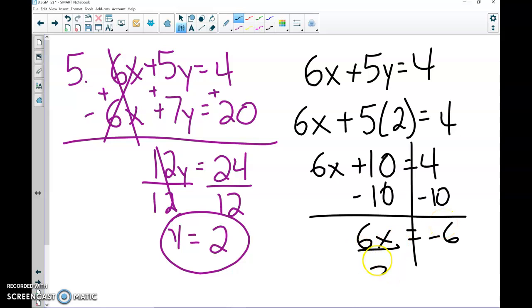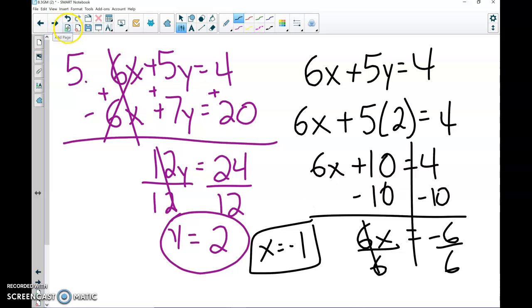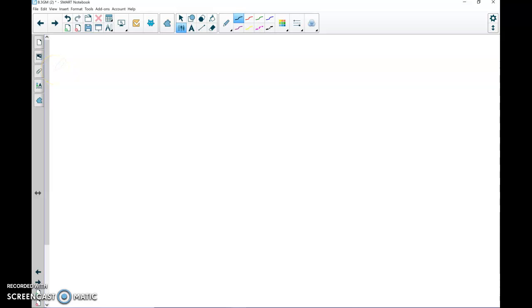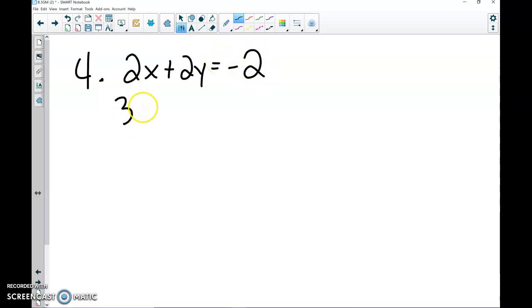And then last step, as always, is to divide. So negative 6 divided by 6 is a negative 1. Okay. Let's do one more where we have to add. So let's do number 4 there on page 244. I have 2x plus 2y equals negative 2, and then I have 3x minus 2y equals 12.